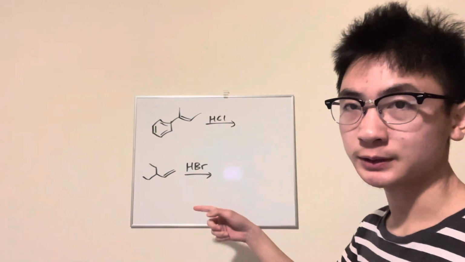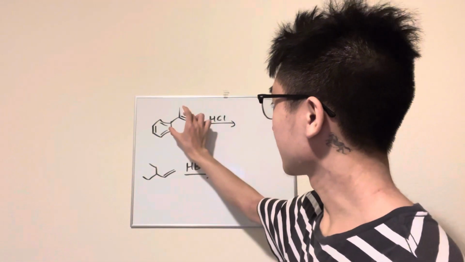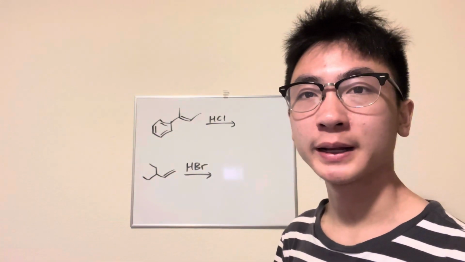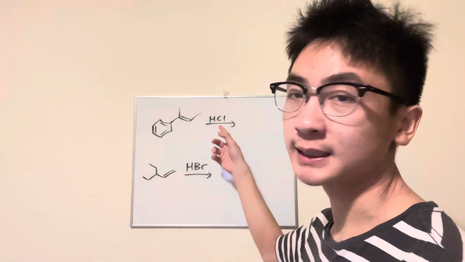In this video, I'm going to go over hydrohalogenation in organic chemistry. So here we have two practice problems where we have this alkene reacting with an HX, where X is any halogen like chlorine, bromine, iodine. In this case, the X is chlorine.